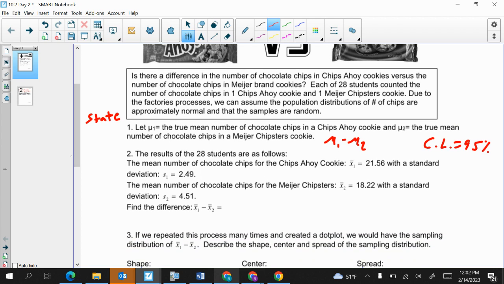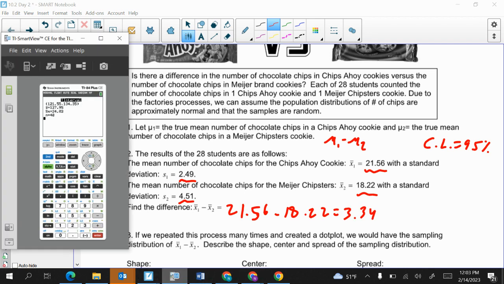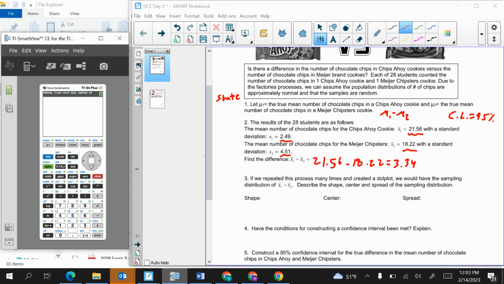And then we could also get our x bar 1 minus x bar 2. So we are just given the data here instead of actually doing this activity. So some information here about the sample. So x bar 1 minus x bar 2, that would be 21.56 minus 18.22. That subtraction should be 3.34. I'm just going to pull my calculator up and have it up on the side here. Okay, so that is my sample difference. So right now we can see that x1 is bigger than x2, which means that Chips Ahoy does have more chocolate chips than Meyer for this set of samples here, but we'll see in the future.